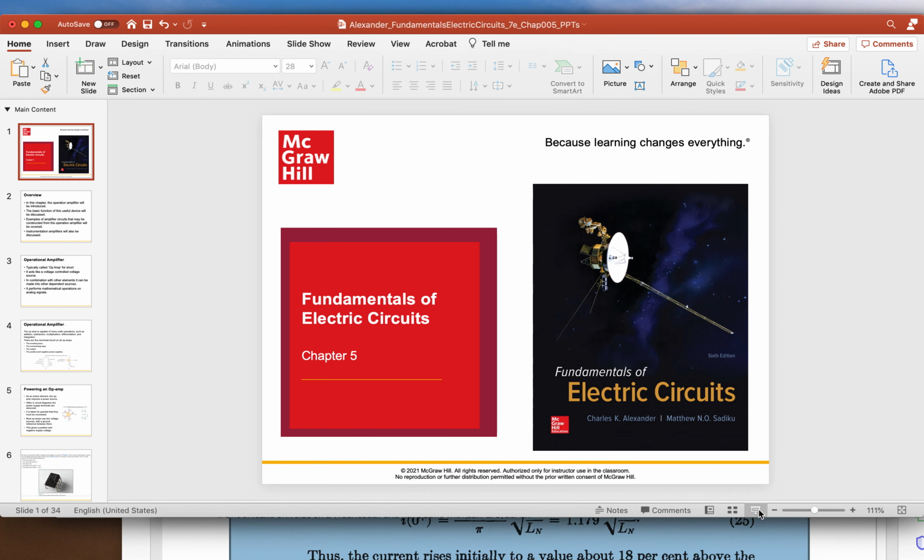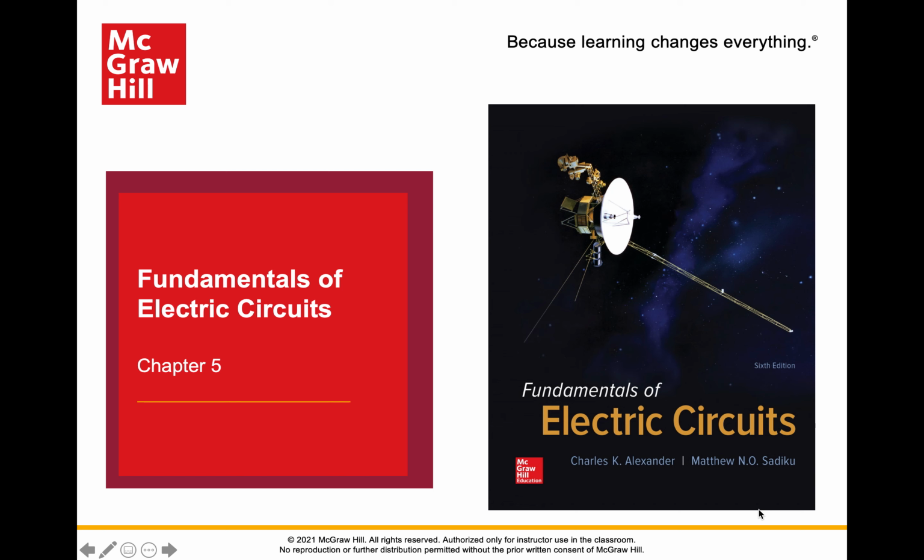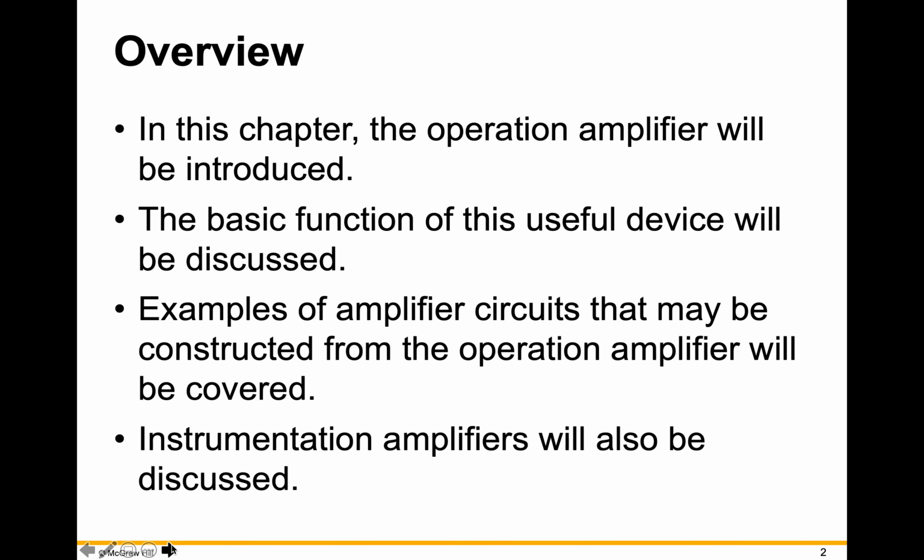What we'll be discussing next is a special circuit element referred to as an operational amplifier. We're in chapter 5 of your textbook. Basically, we're going to introduce the operational amplifier. These are called op-amps. And we're going to talk a little bit about some of the circuits that you can construct using an op-amp, as well as some instrumentation amplifiers.